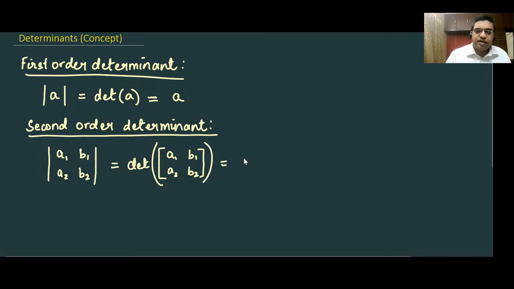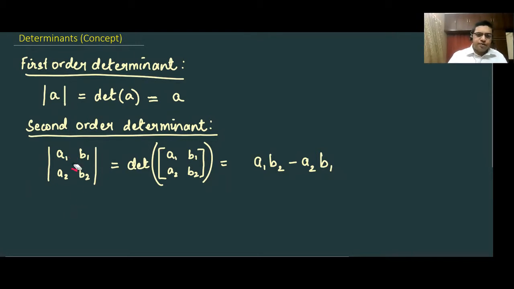This is defined as the product of the first diagonal elements a1 b2, the principal diagonal elements, minus the product of the secondary diagonal in the 2 by 2 matrix. So you get a1 b2 minus a2 b1. So this is the second order determinant.